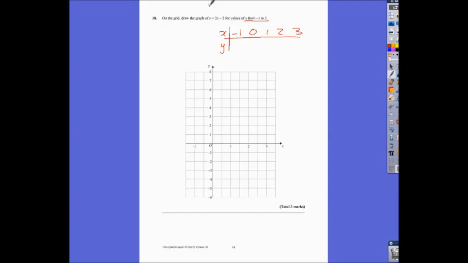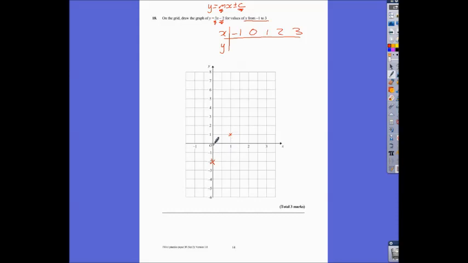So I actually prefer to use y equals mx plus or minus c, where m is the gradient and c is the y-intercept. So in this case, the gradient is 3 and the y-intercept is -2. So it's going to cross the y-axis at -2, and the gradient means that for every 1 across, you're going to go 3 up. Now, the only problem with using this method on this one is that 1 across is actually 2 squares. So we'll go 1 across and 3 up.